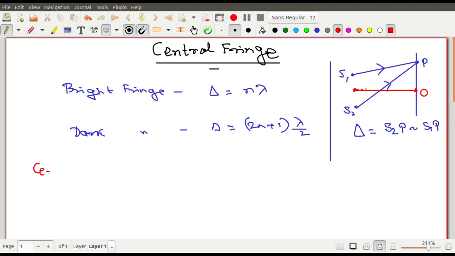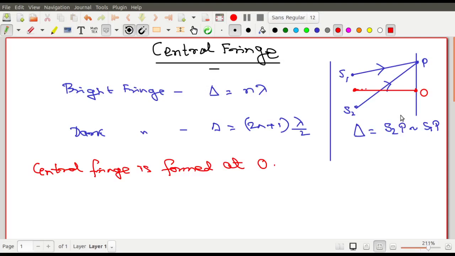So where is the central fringe formed? Central fringe is formed at O, right? So which is the central fringe? I need to take these two sources, find the center of it, and then join it to the screen. The point that I obtain is called the position of the central fringe. It is at the center of the two sources, that is why I call it a central fringe.